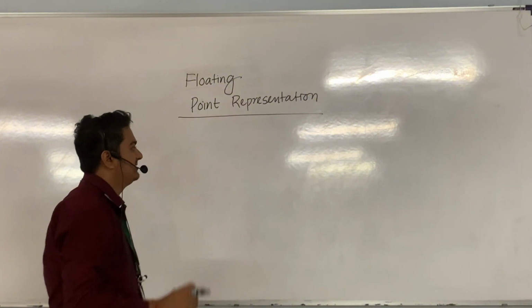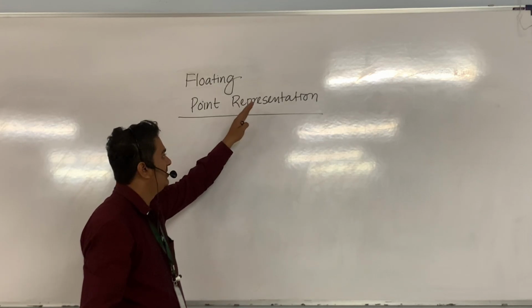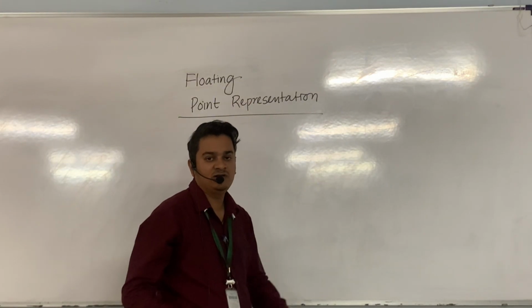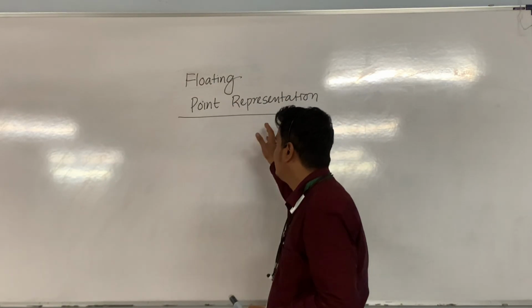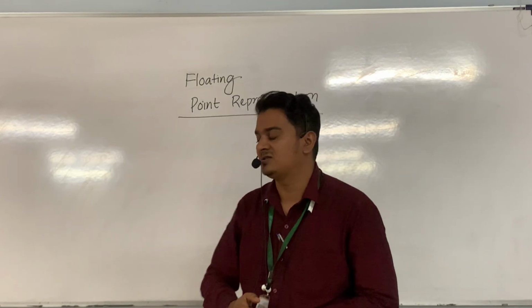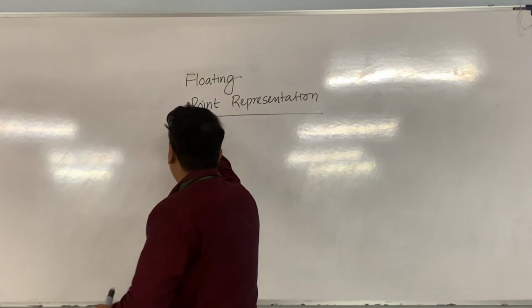Now in this, there are three words: floating, point, and representation. We are all well acquainted with the third word, that is representation. Whenever you are showing something in a proper way, that is called representation. Whenever you are notifying something in a proper way, that is called representation. But the new words are floating point.